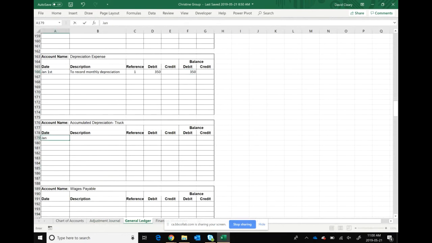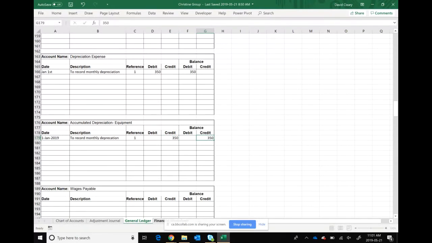So January 1st. In fact, I'll just even change the name so it's not confusing. To record monthly depreciation, reference was 1, and we credited $350. So now it's posted to the ledger. We know that based on our adjustments, there's going to be no more changes to this account. We can just take the balance right now of $350.